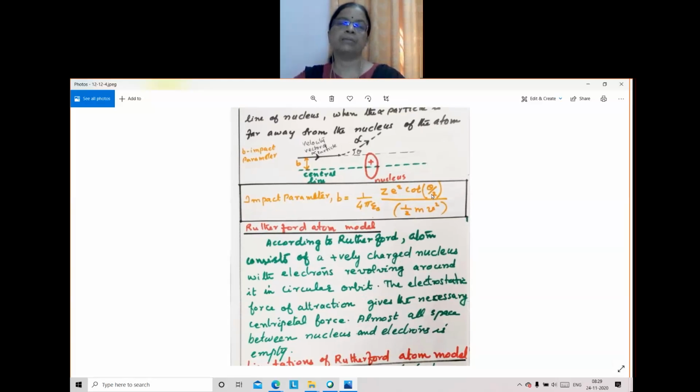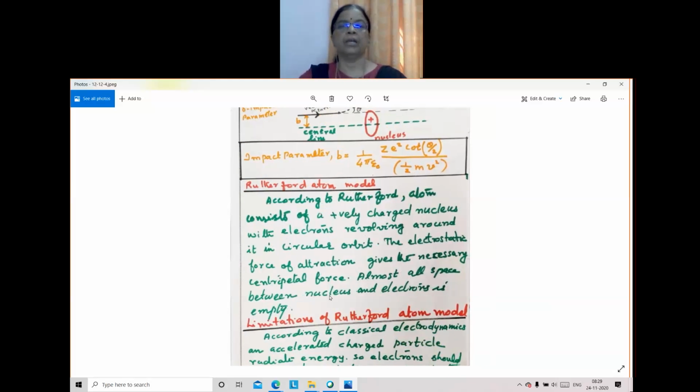Theta is the angle of scattering, v is the velocity of the alpha particle, m is the mass of the alpha particle, e is the charge, Z is the atomic number, and 1/4πε0 is 9 × 10^9, all those things. The next topic, the Rutherford model of the atom.